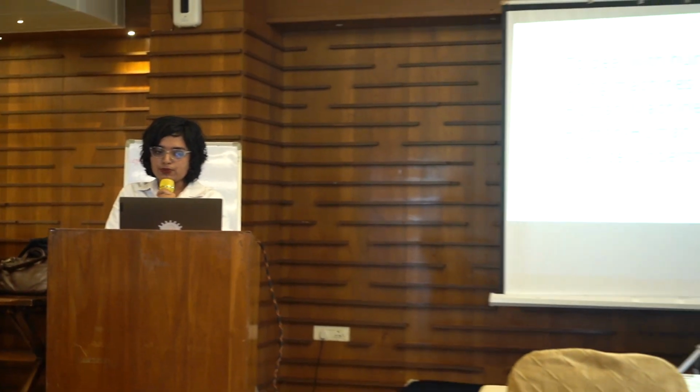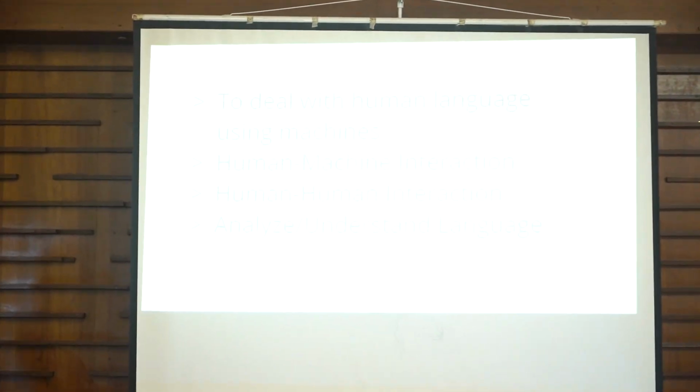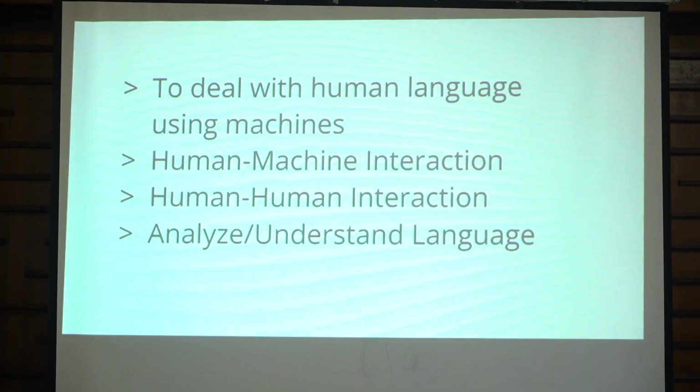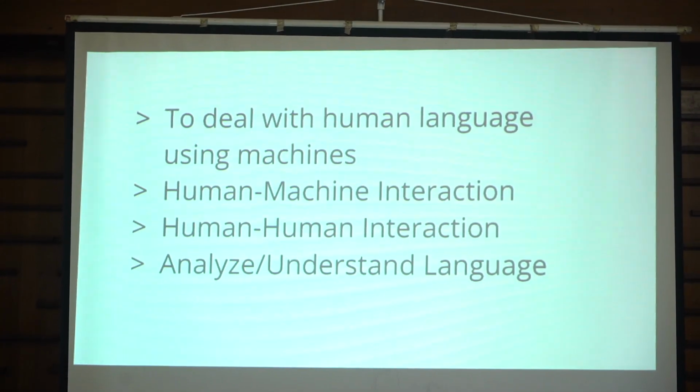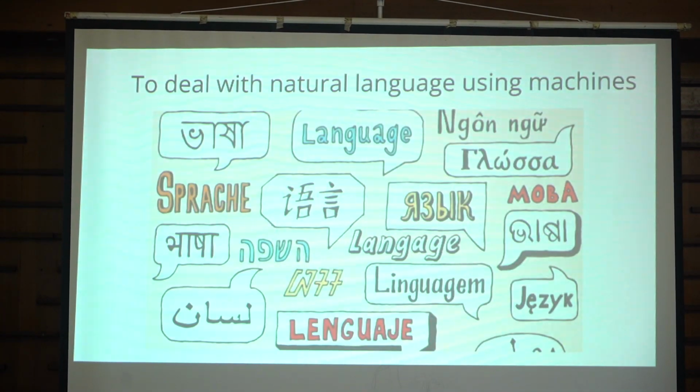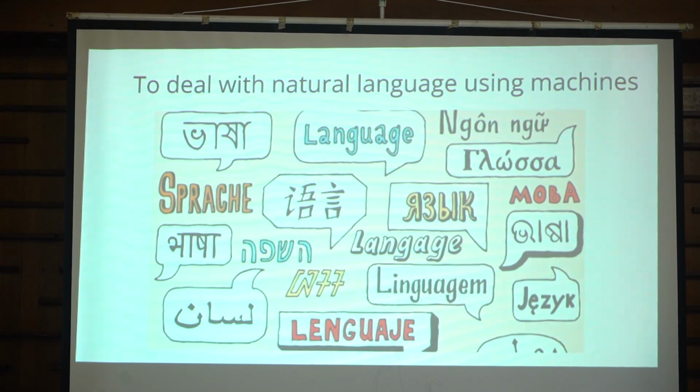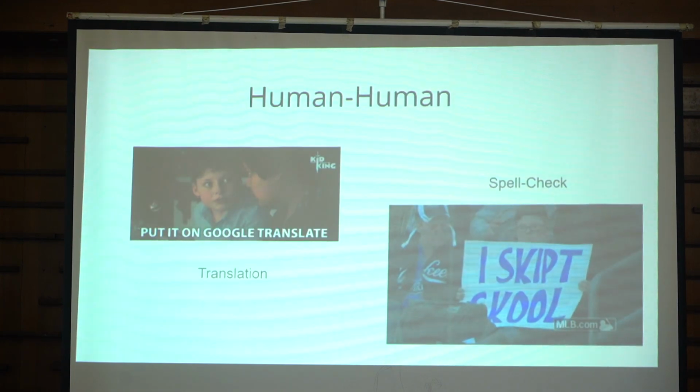So what is NLP anyway? If I were to give you a definition, it just means 4 things. To deal with human language using machines, or to enable human-machine interaction, even to enable human-human interaction, and to analyze and understand language. So what does that mean? This you know, right? To deal with natural language using machines. If I'm feeding some Marathi research paper to ChatGPT, then it's using various kinds of technology, it should be able to understand what it means and get back to me. So that is one use case.